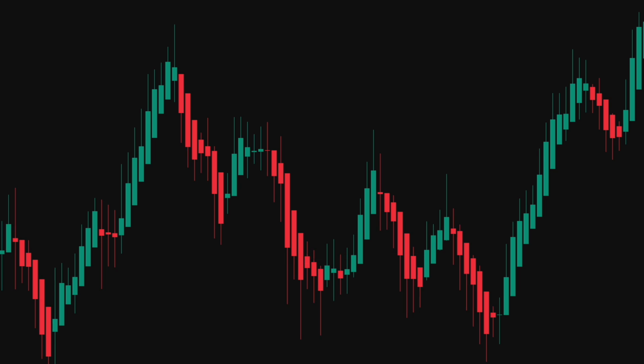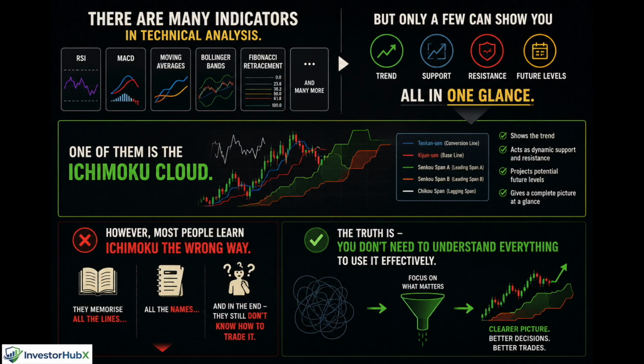There are many indicators in technical analysis, but only a few can show you the trend, support, resistance, and even potential future levels, all in one glance. One of them is the Ichimoku Cloud. However, most people learn Ichimoku the wrong way.